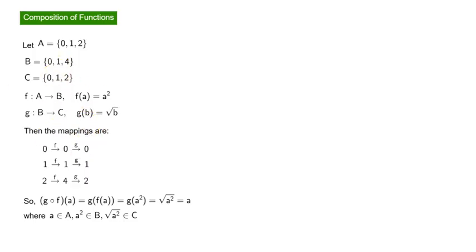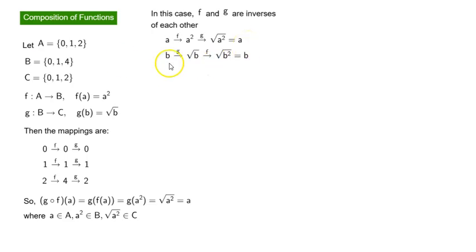Now in this particular case, f and g are inverses of each other. We know squaring and taking the square root are inverses of each other. So A is mapped to A square by f, and g takes the square root of that square, which gives us A. Same is the case when we reverse the composition. So g maps B to square root of B, and f maps square root of B to square root of B square, which is nothing but B.